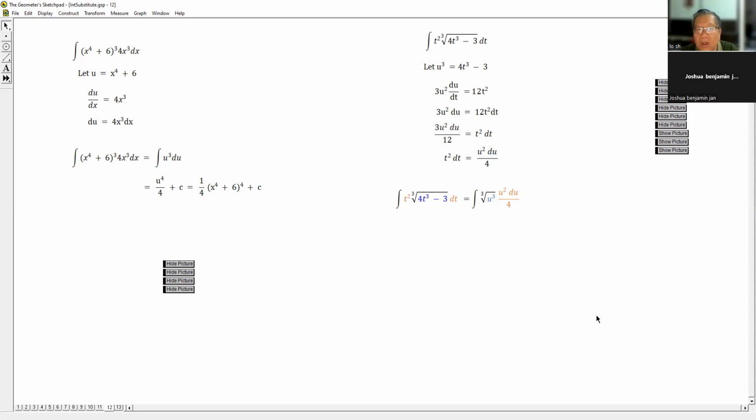We only do accordingly. Things that are not there, don't try to change the question. The cube root is still there, so you just leave the cube root there. We only do the blue color only: u cubed, that's all. Then the orange color, t squared dt. We have found out earlier that t squared dt is u squared du over 4.